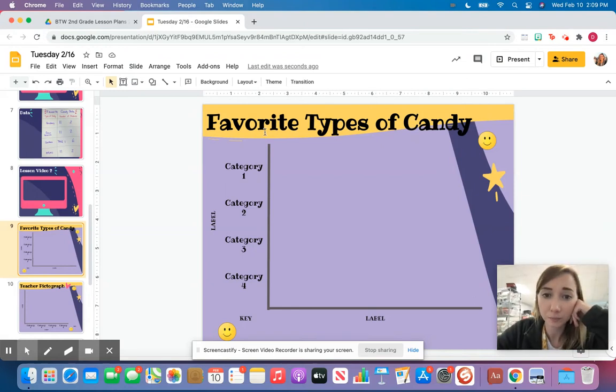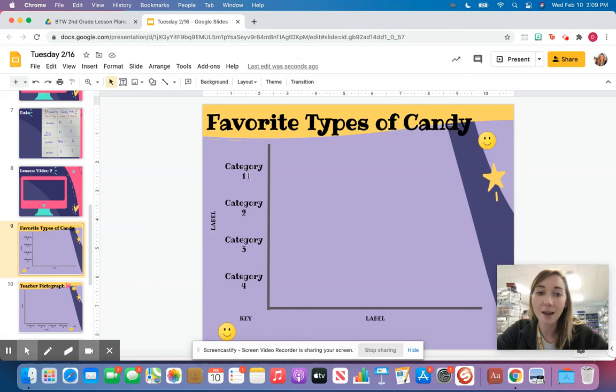And so I labeled the title of my favorite types of candy. Every graph must have a title. What must every graph have? A title, and it has to be about what the graph is explaining. So our graph is going to be explaining our favorite types of candy.